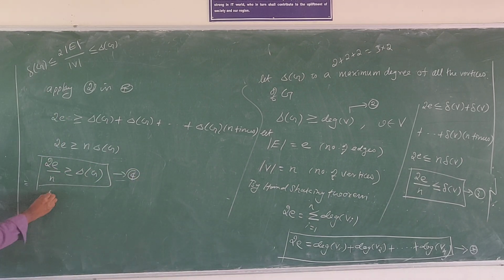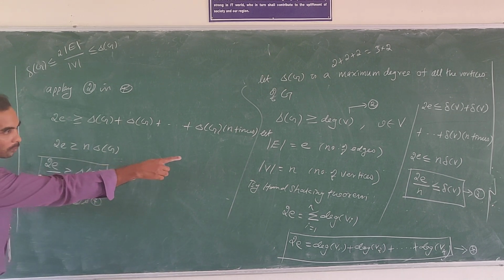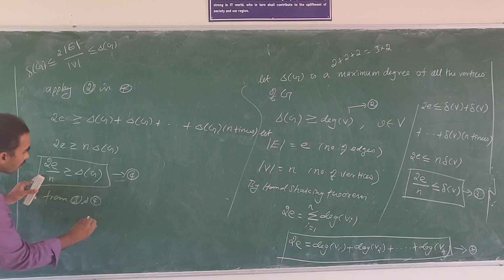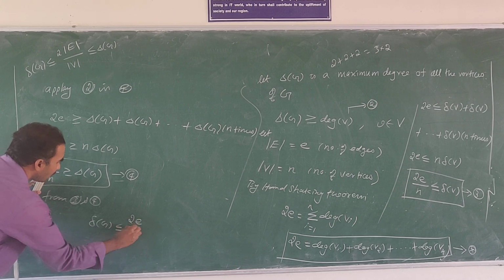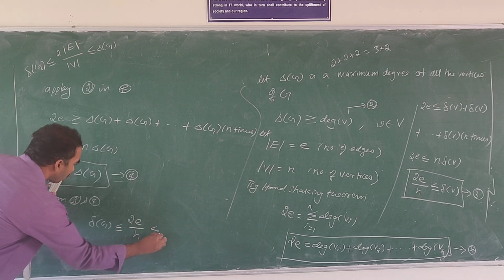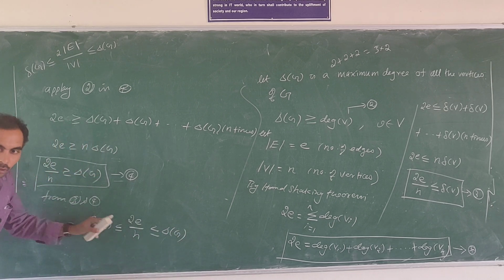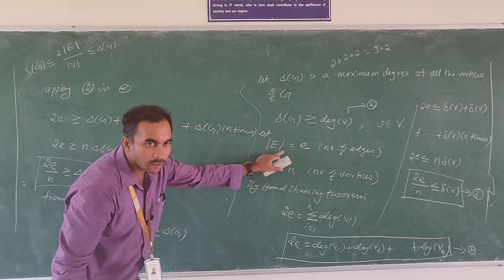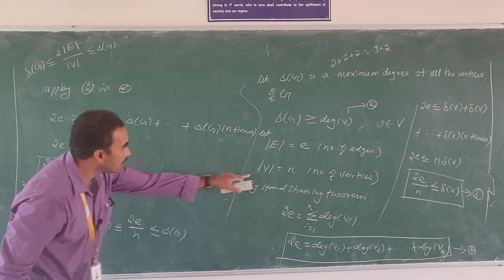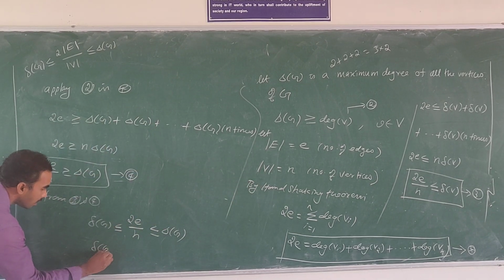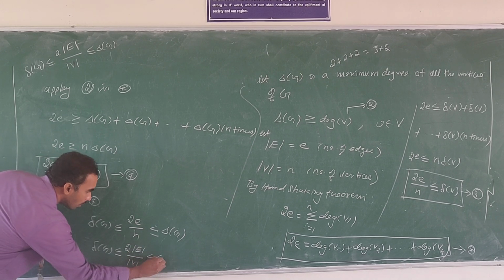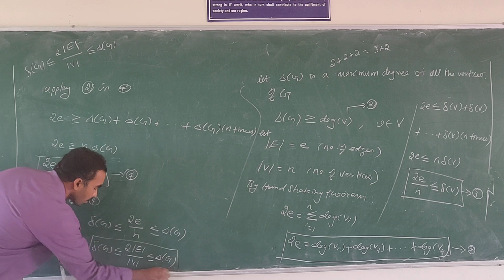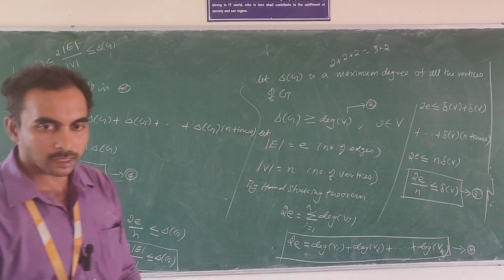From 3 and 4, we can come to the conclusion: ΔG is less than or equal to 2E divided by n, which is less than or equal to δG. What is E? Number of edges. What is n? Number of vertices. Okay, right, problem. Stop here.